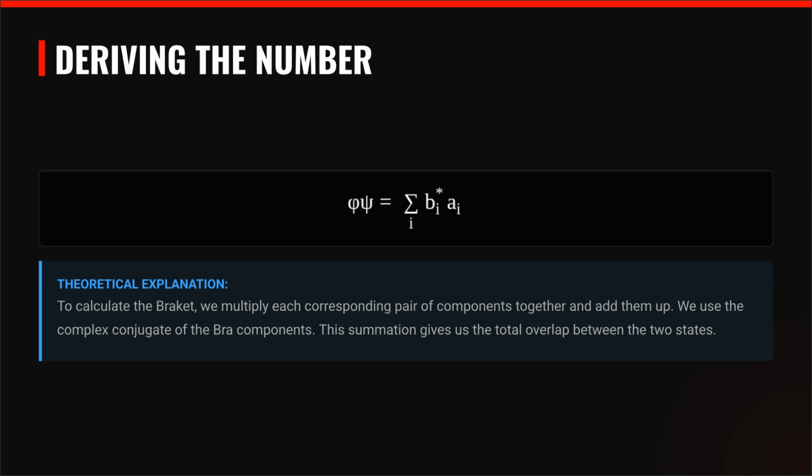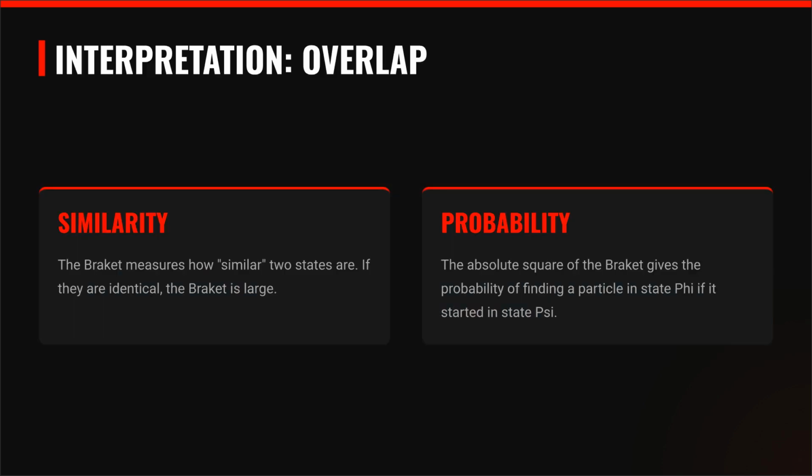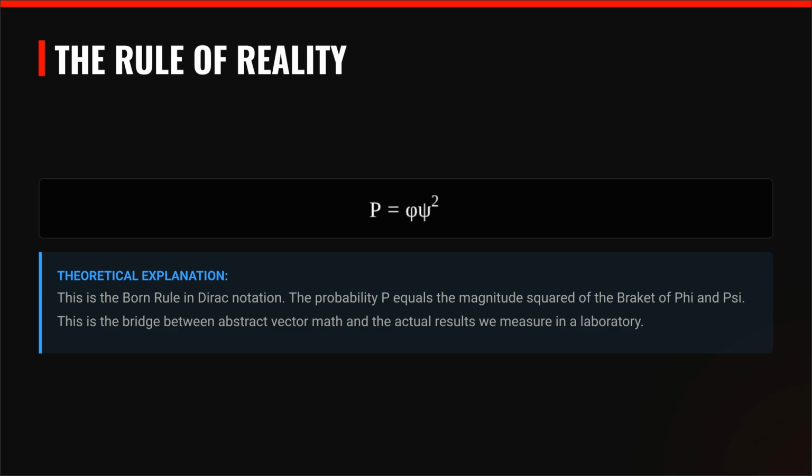The braket is calculated by multiplying each corresponding pair of components, using the complex conjugate of the bra components, and summing the results. This summation represents the total overlap between the two states. The braket measures the similarity between two states. Its absolute square gives the probability of finding a particle in state phi if it started in state psi. This is the Born rule in Dirac notation. The probability P equals the magnitude squared of the bracket. This is the crucial link between vector math and physical measurements.